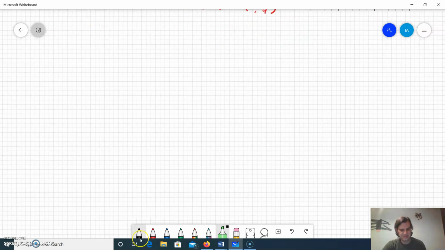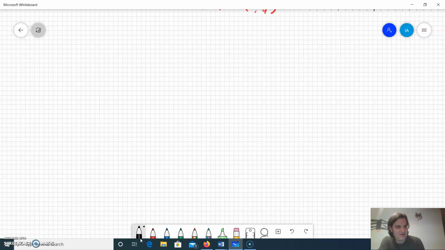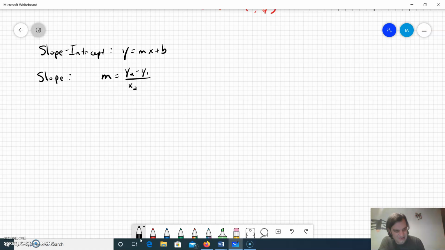Okay, so let's just write down what we have. We have the slope-intercept form, which is our goal: y equals mx plus b. We have the slope formula, which is m equals y2 minus y1 over x2 minus x1. And we have the point-slope formula, which is y minus y1 equals m times x minus x1.